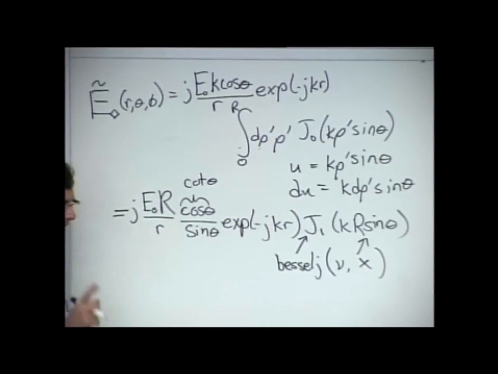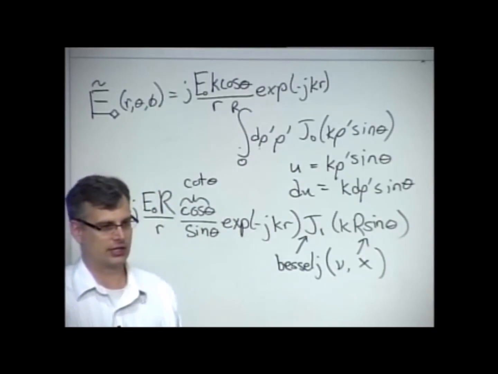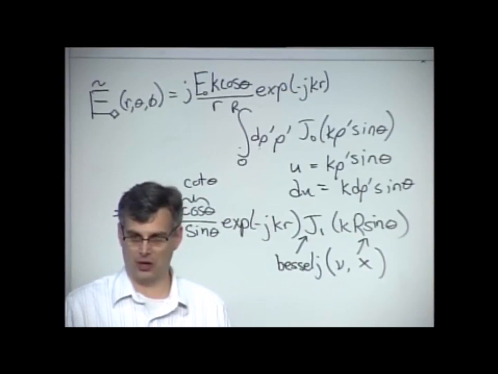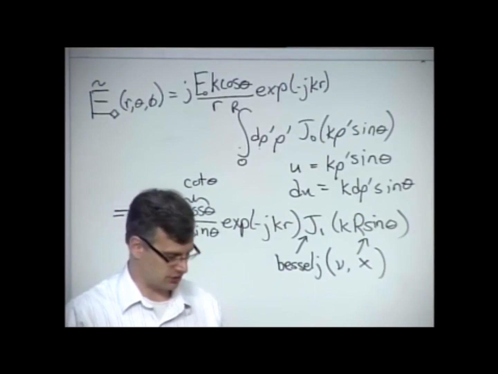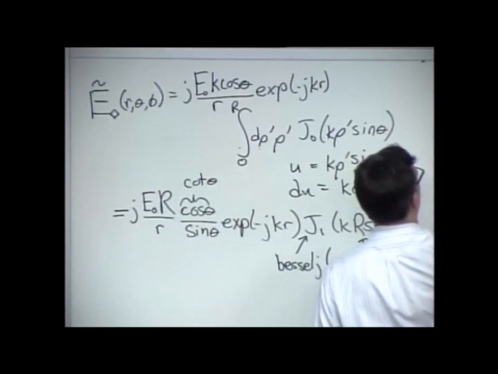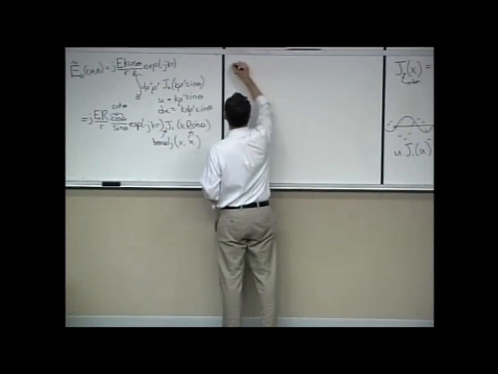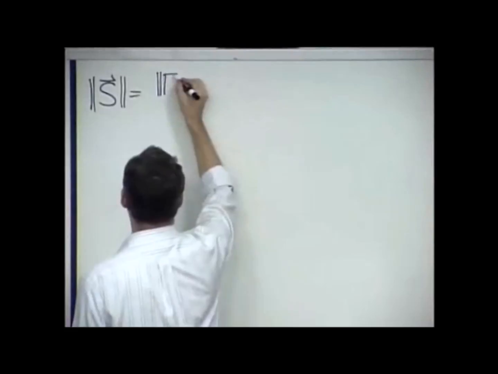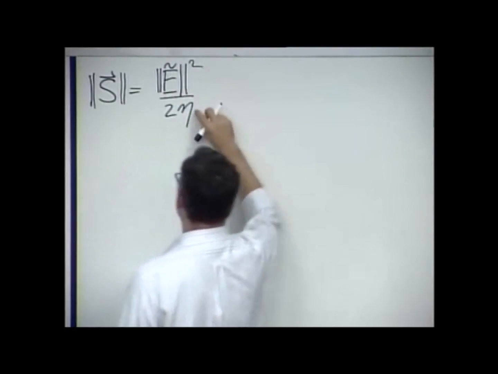Okay, so that's the field. But we're not done yet. We need to figure out the antenna parameters like directivity. First, we've got to figure out the power. And to do that, we need the pointing vector, right? So let's go ahead and do that. The S vector magnitude is going to be basically the magnitude of the E vector squared divided by 2 times the impedance.